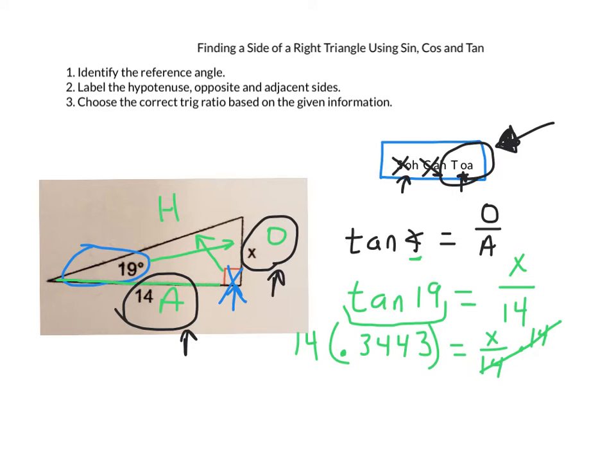So 0.3443 times 14, we're going to get 4. Sorry, I think I did that wrong because I should be getting a larger number. 0.3443 times 14, 4.82 equals x.